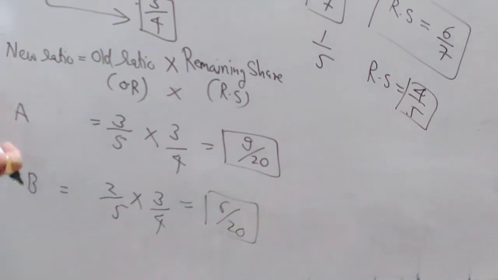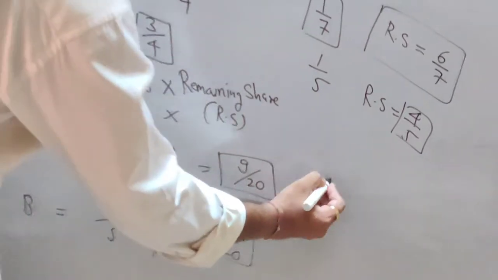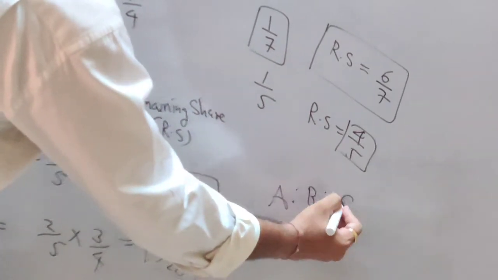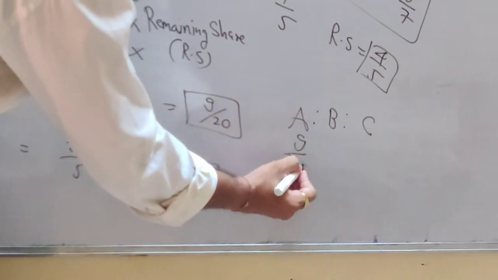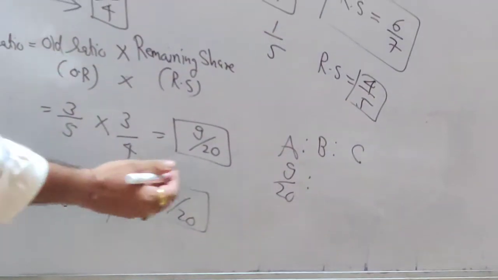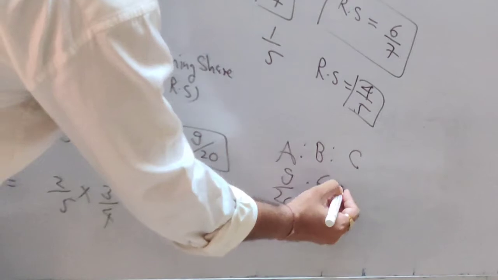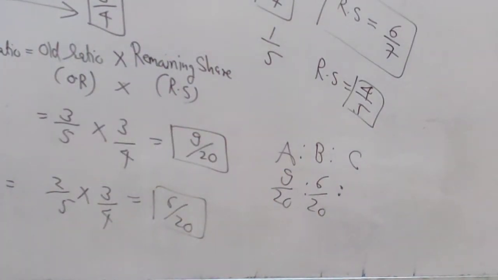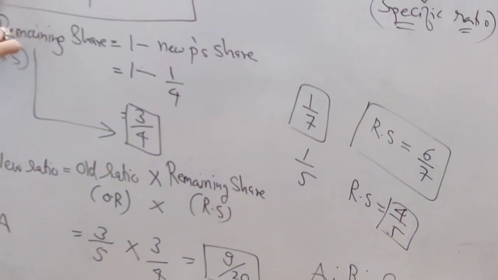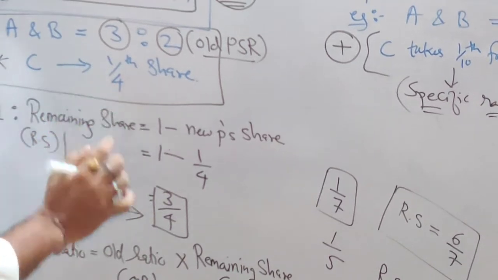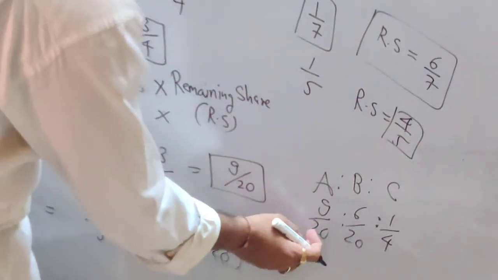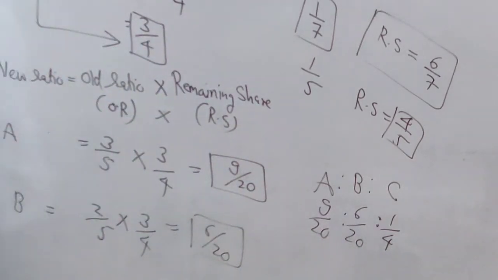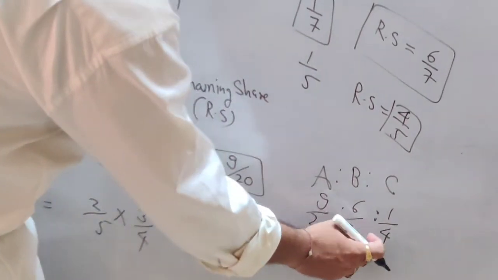Now what you have to do, students? You have to write side by side all the partners' shares. What is A's share you got? 9 upon 20. B's you got 6 upon 20. And C's, how much? It's given in the question. C, we are going to give him 1/4. Now, what will you have to do? You have to make the denominator the same. 20, 20. Here it is 4.